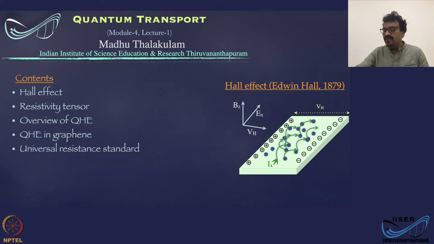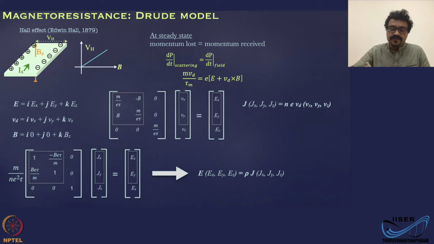All right. So this is the picture of the sample where you have a magnetic field applied perpendicular, and there is an electric field which is driving the current Ix. The quantum Hall effect is slightly different. That applies to a two-dimensional system, but in this case we are considering a three-dimensional material.